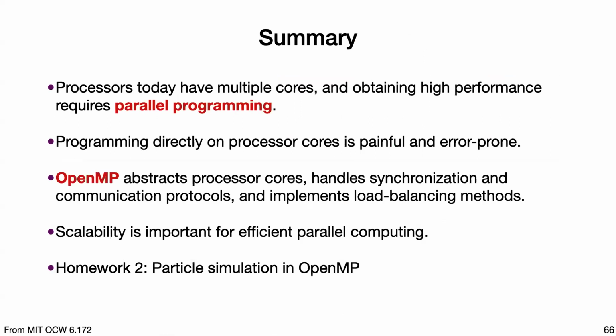So to wrap up, processors today have multiple cores, and to get high performance on them, we have to do parallel programming. However, doing it directly on the processor cores is painful and error prone. OpenMP abstracts the processor cores, and it handles the underlying synchronization and communication, and it implements load balancing. And you can choose what schedule you want for the load balancing. And for any parallel program in OpenMP or otherwise, scalability is important for measuring how efficient your parallel computing is and how well you use the resources.